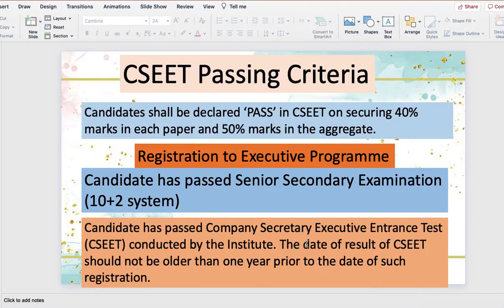No negative marking. You can attempt all the questions. No negative marking. But the only thing is, make sure that in each subject you get at least 40% and an aggregate of 50%. That is the story.